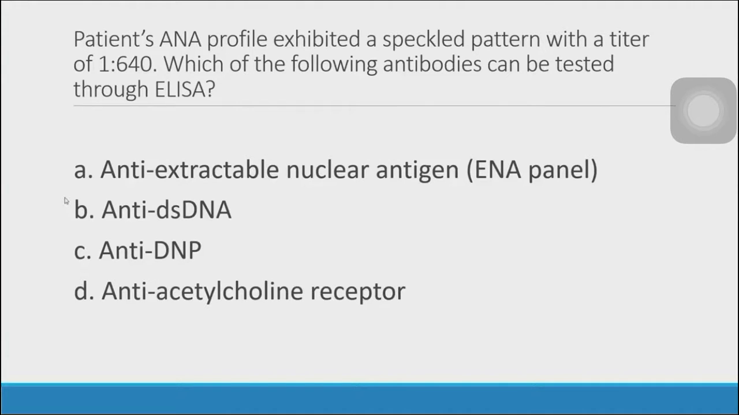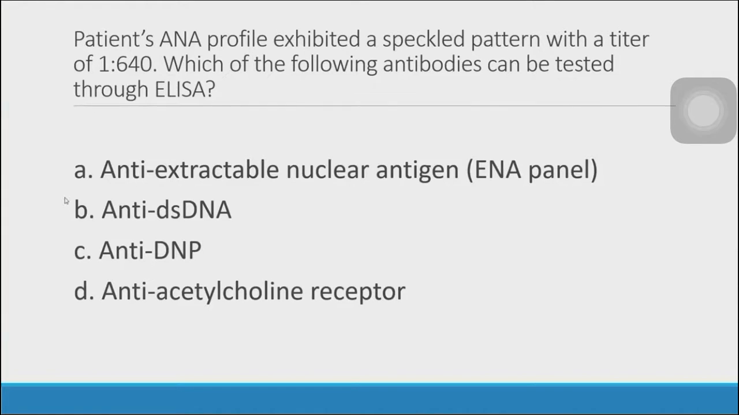So when ANA is positive, what is done next is a more specific method, which is ELISA. Don't forget, ELISA is more specific as compared with ANA. Because in ELISA, you're able to quantify as well as detect the actual antibody present in the patient. In ANA, you only determine the pattern, and each pattern has different related antibodies. In ELISA, you determine the actual antibody. So when ANA is positive, which antibodies can you detect through ELISA?